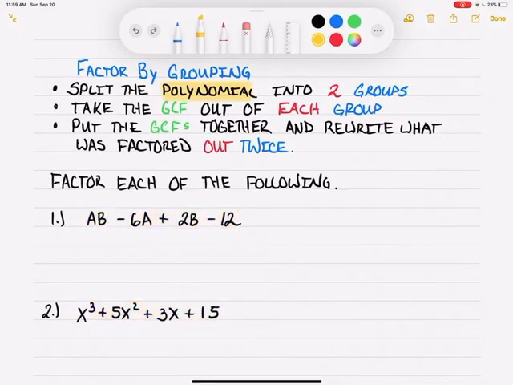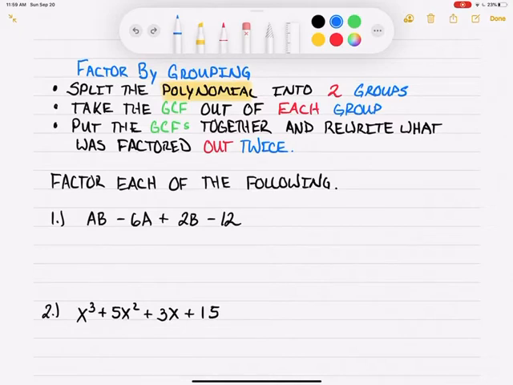So to factor by grouping, we simply follow these three steps that are bulleted. First, we split the polynomial into two groups. Then we take the GCF out of each group. We put the GCFs together and rewrite what was factored out twice. We're going to follow these steps to a T, and it should help us factor each of these expressions.